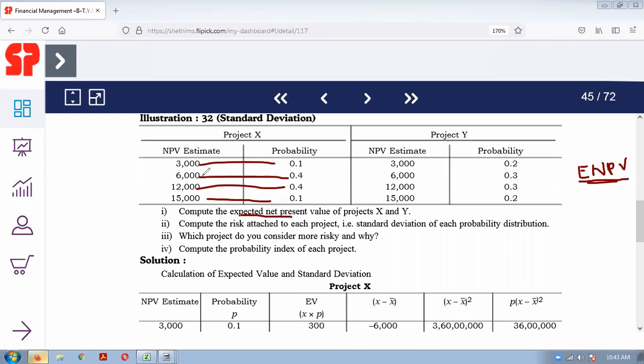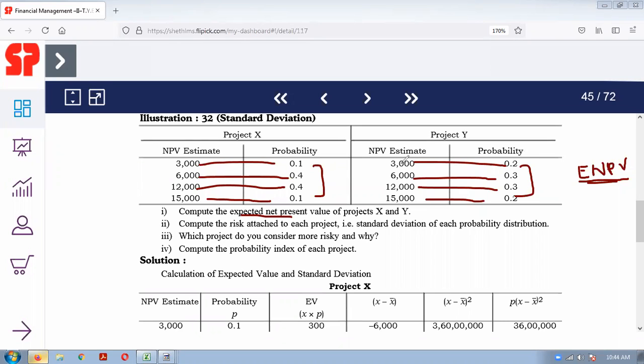So everybody calculate for project X fastly. 3000 into 0.1, 6000 into 0.4, 12,000 into 0.4, 15,000 into 0.1. So total will be the expected NPV. Similarly, you can calculate the expected NPV for project Y also. Multiply it by the corresponding probability and add that value. You will get the expected NPV for project Y. So calculate everybody fastly.